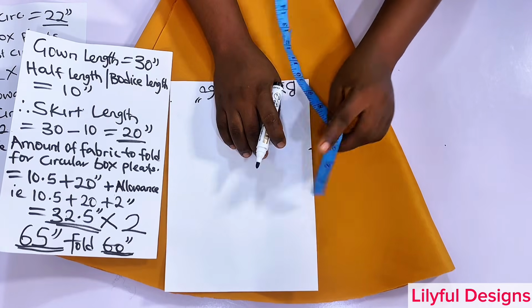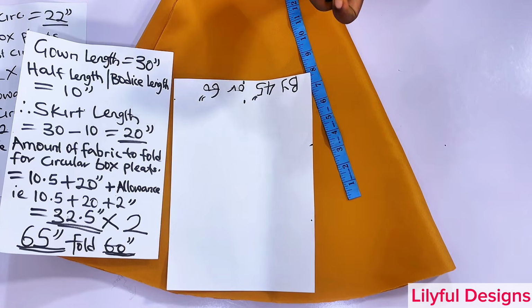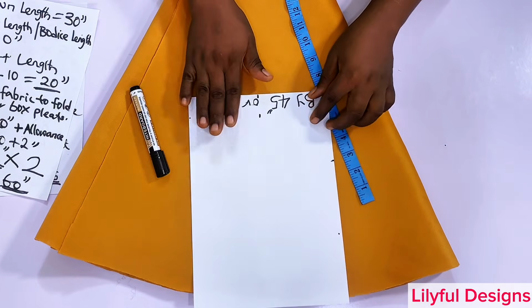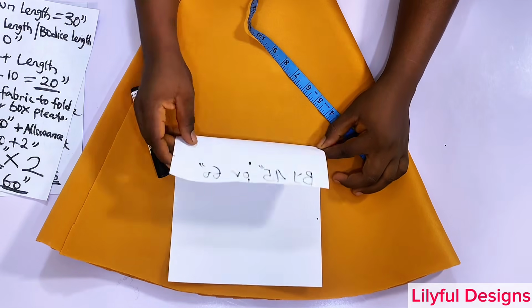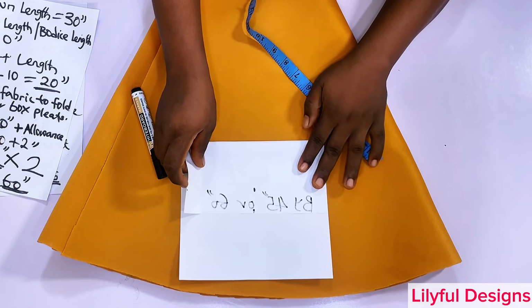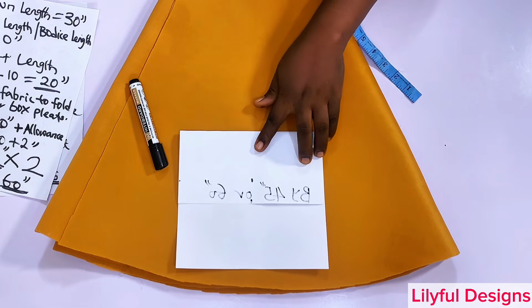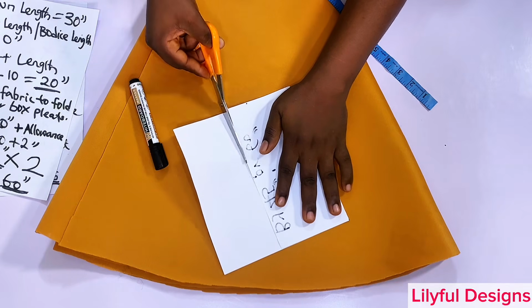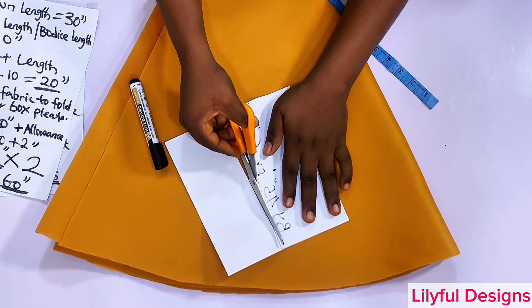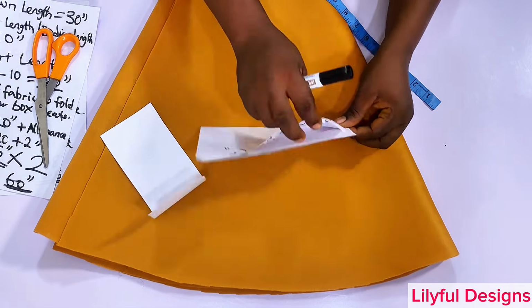I'll go ahead and fold those 2 points. Assuming my fabric was up to 65, I'll just fold those 32.5 inches into 2 points. But since my fabric is not up to 65, mine will be half of it, which will be 30 inches. I'll fold it into 2, then into 4. This is just how to cut a full flare. I've done this severally on this channel, but I'm just doing it for the sake of this tutorial.